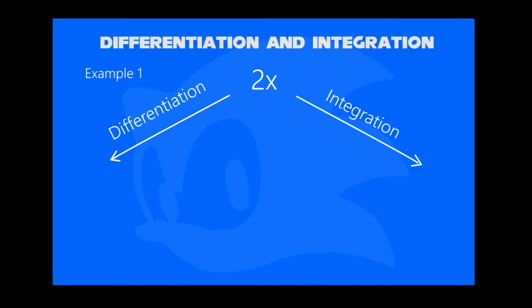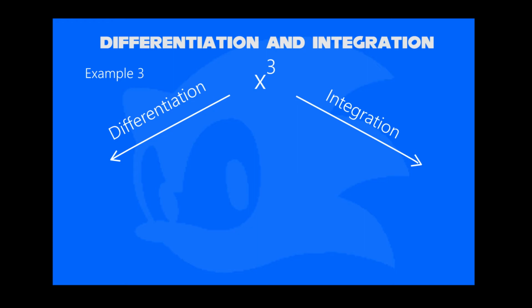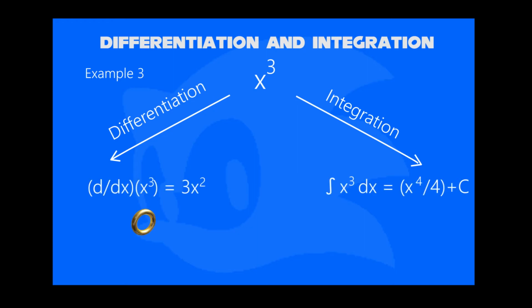Next, what happens if we say any number only, say 3, with no variables. Note that 3 is just a number and is a constant. If we differentiate it, d by dx of 3, this becomes 0. If we integrate 3, say 3 times integral dx, equals 3x, with constant value c. Next, if we have a variable with exponent, say x cubed. The differentiation d by dx of x cubed is 3x squared. Or, if you integrate x cubed dx, becomes x to the fourth exponent divided by 4, plus c.